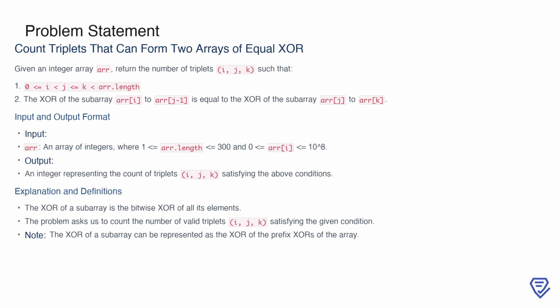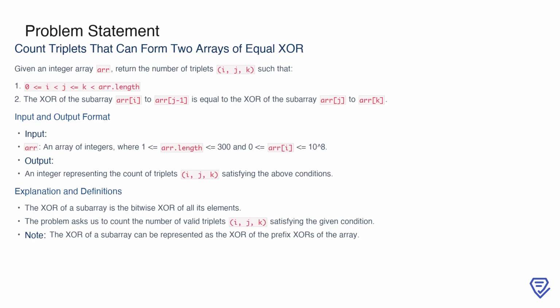In this problem, we are tasked with counting specific triplets in an array ARR that satisfy a condition involving the XOR operation. A triplet (i, j, k) is valid if the XOR of the subarray from index i to j-1 is equal to the XOR of the subarray from index j to k. To clarify, the indices must follow the rule 0 <= i < j <= k < ARR.length.